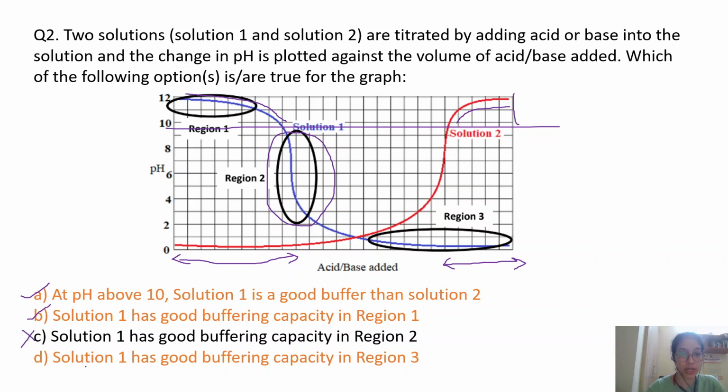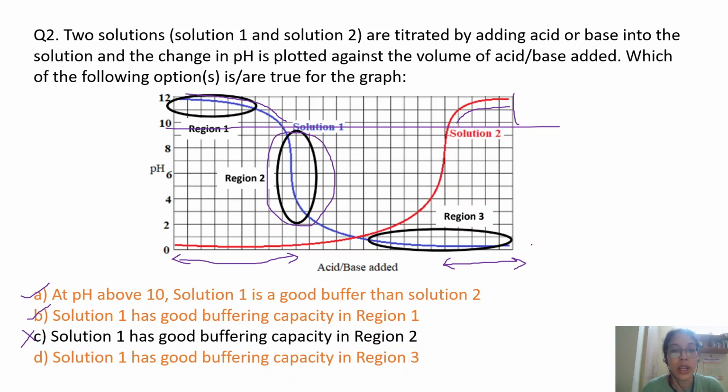Coming to option D, solution 1 has good buffering capacity in region 3. Of course, in region 3 we are seeing very good buffering capacity because the graph runs longer and longer, taking an equivalent, more amount of acid or base to bring this much change in the pH.